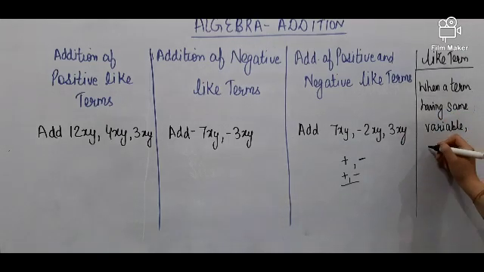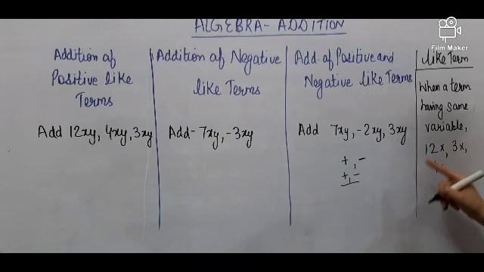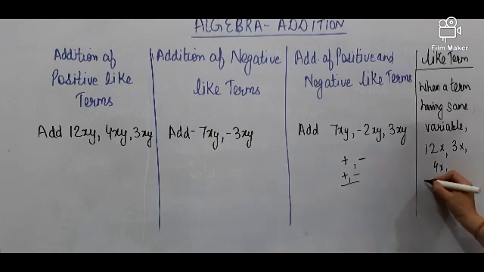For an example, suppose I have 12x, 3x and 4x. Okay. So I can say that all these three are like terms because all the three terms have the same variable, that is x.